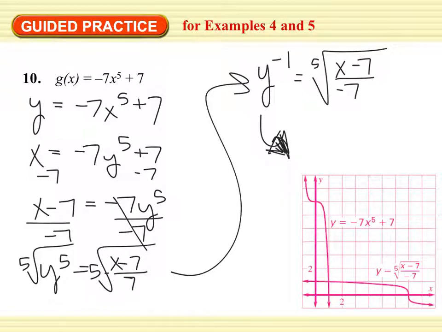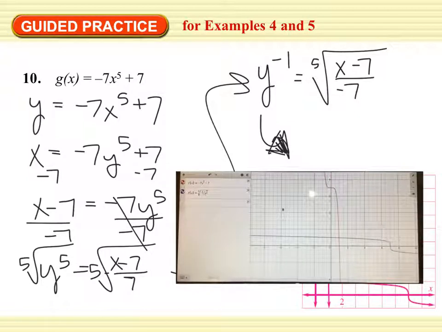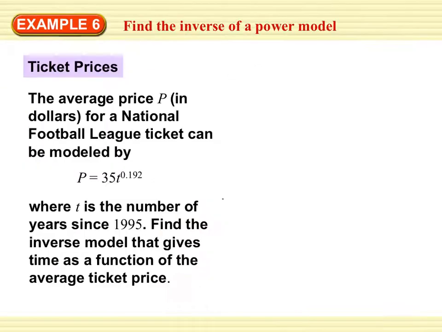And there we have exactly what Desmos would do. But I'll show you a picture. Okay, write that down because I'm probably going to put my Desmos picture over that final answer. There we go, my Desmos picture. Cool. All right, ticket prices.